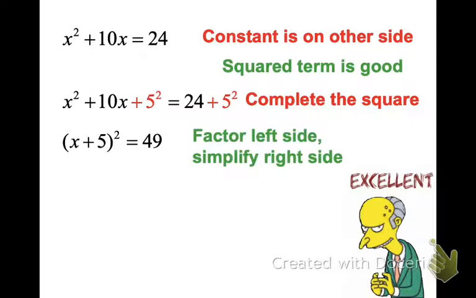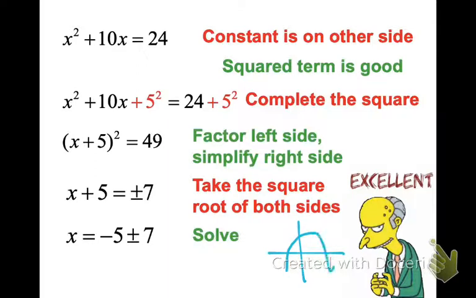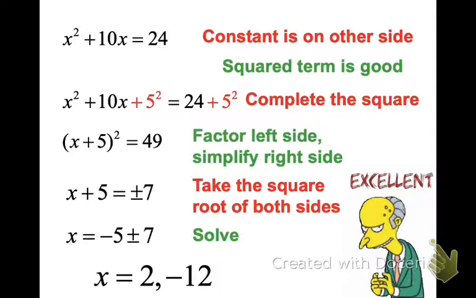Okay, so I factored the left-hand side and I simplified the right-hand side. Now we need to get rid of the 2, so we're going to square both sides and subtract 5 from both sides. And remember, just like when we have a graph, not every single time, but oftentimes we have 2 solutions. So you're going to say -5 plus 7 and -5 minus 7. And those are our 2 answers.